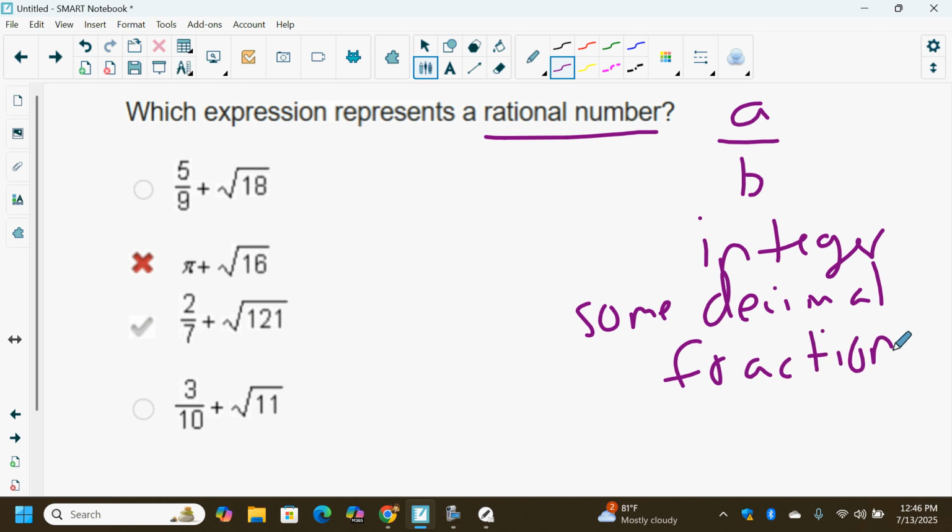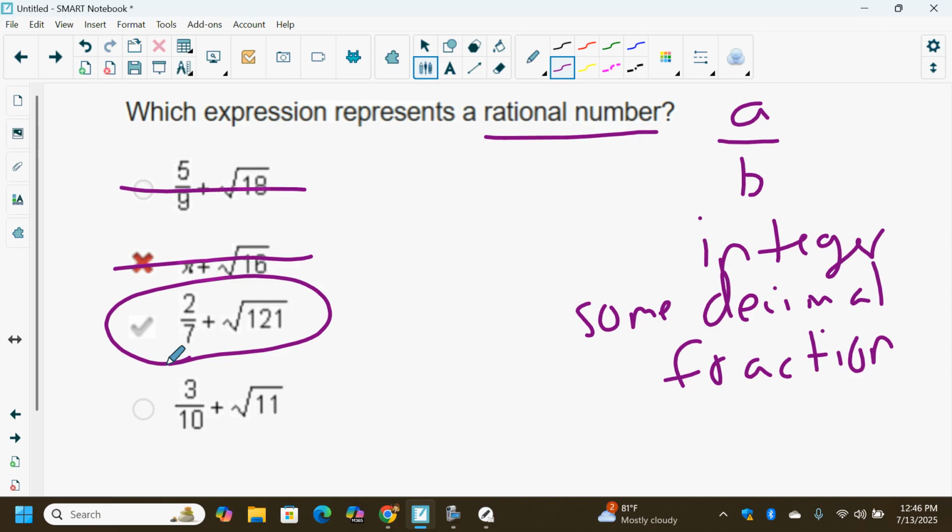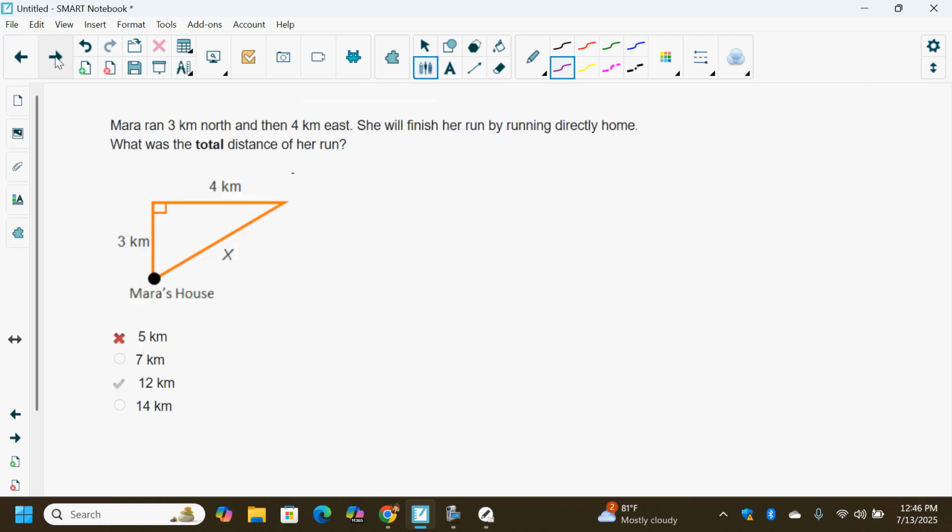So it says which expression represents a rational number. The first one has a fraction in it, but the square root of 18 is an irrational number because it's like pi and goes on forever. So it can't be the first one. Even though the square root of 16 is 4, pi is not rational, so it can't be this one. The next one is true because 2/7 is a fraction, plus the square root of 121 is 11, so it's a perfect square, and the square root of 11 is not. It's an irrational number, so that was the only correct answer.